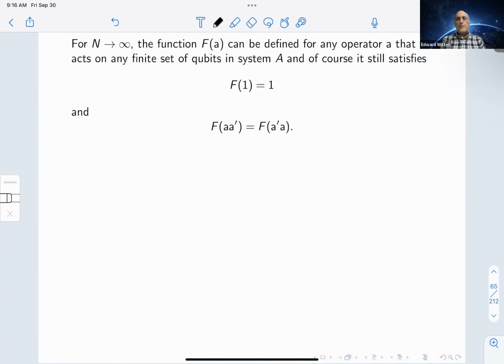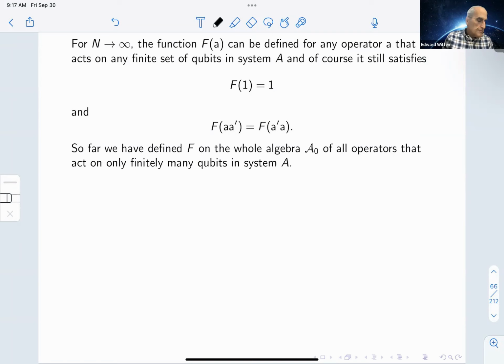So we consider the limit n to infinity, and we consider any operator that acts on only finitely many qubits of system A. This function f of A has a limit as n goes to infinity because it's unaffected by adding more spectator qubits. And in the limit, it still satisfies f of 1 equals 1 and f of A prime equals f of A prime A, because it satisfied those conditions for every n. Now, so far we've defined f on the whole algebra, which I'll call A naught, of all operators that act on only finitely many qubits in system A.